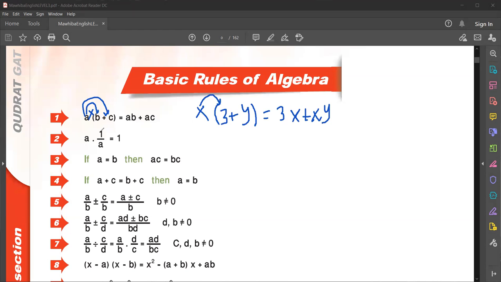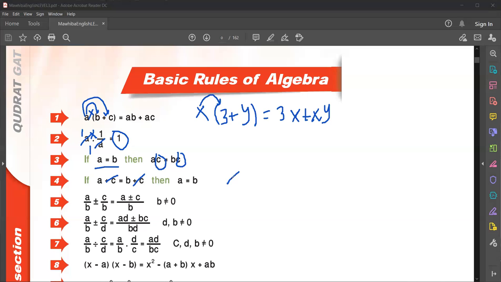If I multiply a times 1 over a, you can simplify a and a, then it will be 1 times 1, which equals 1. If A equals B, then AC equals BC. If I suppose that A equals B, then I multiply by any constant number or variable, and the equation stays the same. If A plus C equals B plus C, then you can simplify C and C, then A equals B.